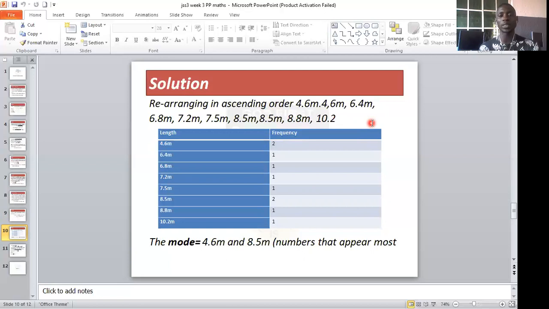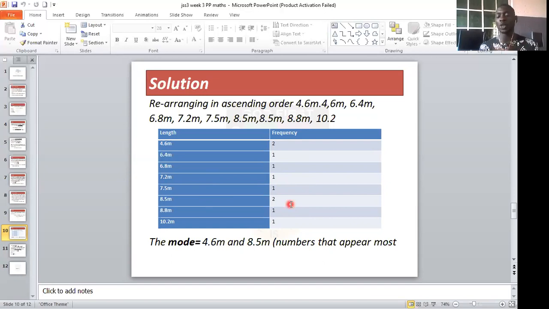So prepare your frequency table. The number of 4.6 meter here is 2. You see length and frequency. The length is 4.6 meter and the frequency is 2. 6.4 is 1. 6.8 is 1. 7.2 is 1. 7.5 is 1. 8.5 is 1. 8.8 is 1. And 10.2 is 1.